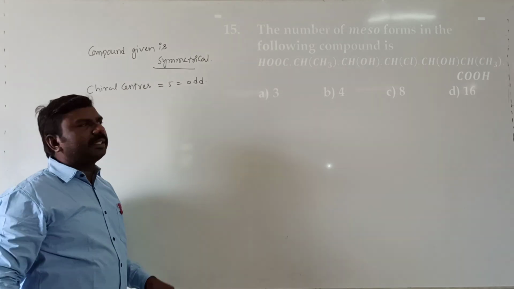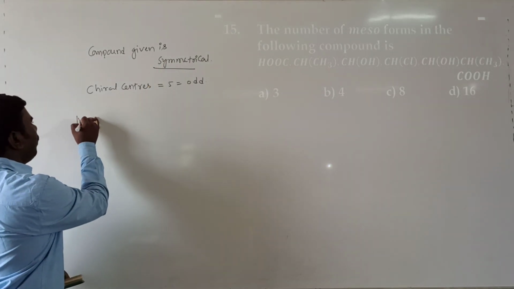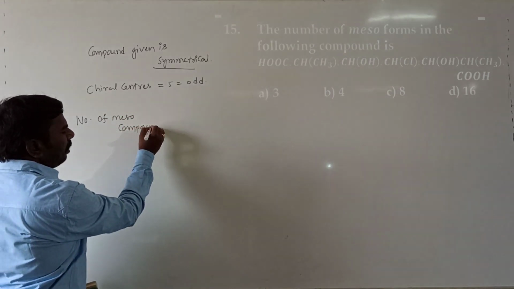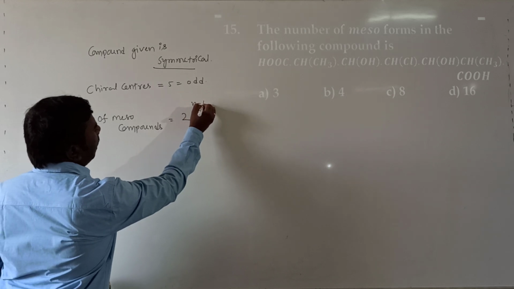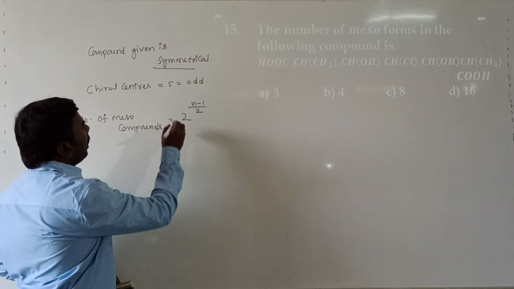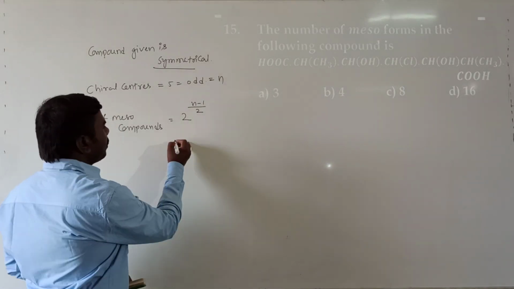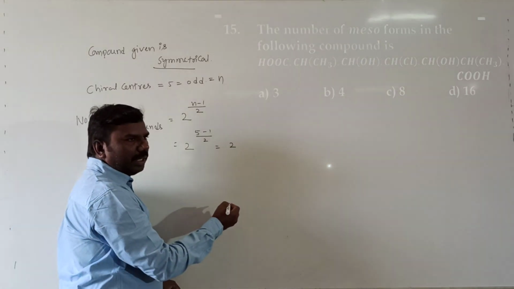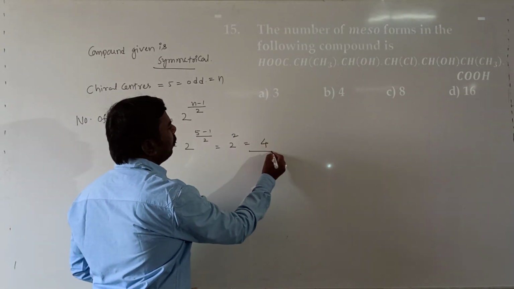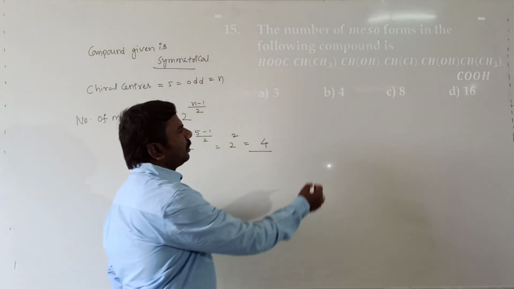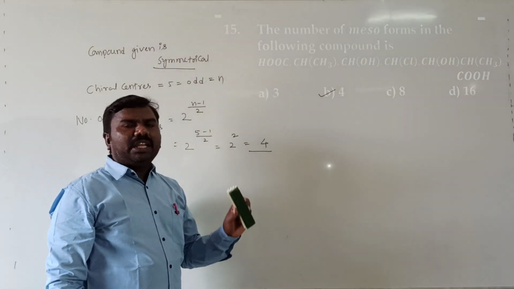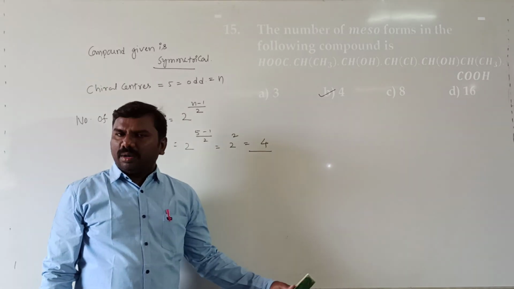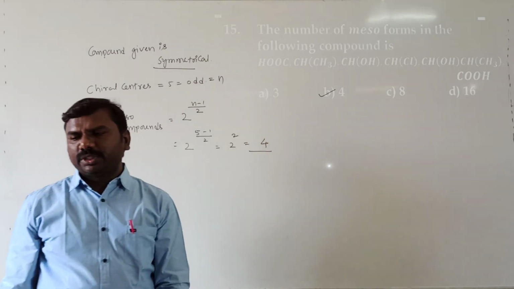Simple formulas are given. In this case, the number of meso compounds formula will be 2^(n-1)/2, where n equals the number of chiral centers. So 2^(5-1)/2, 2^4/2, that is equal to 2^3... the answer will be 4. So just remember the odd and even cases for symmetrical; for unsymmetrical also formulas are there. Remember, you will get the answer. Answer will be the B option.